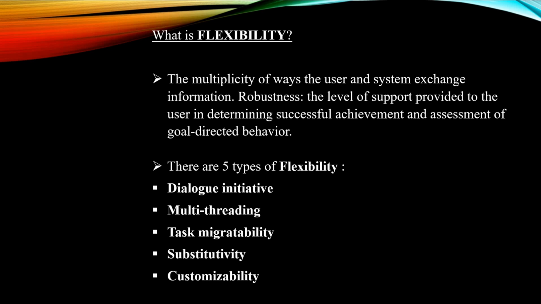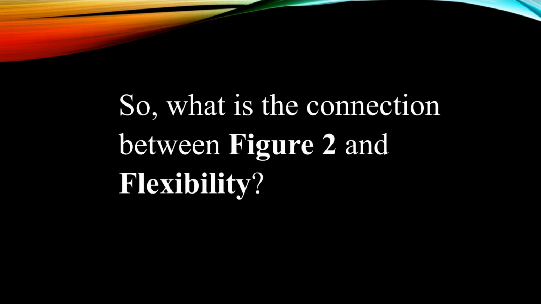There are 5 types of flexibility. First, dialogue initiative. Second, multi-threading. Third, task migratability. Fourth, substitutivity. And the fifth one is customizability. So what is the connection between Figure 2 and flexibility?